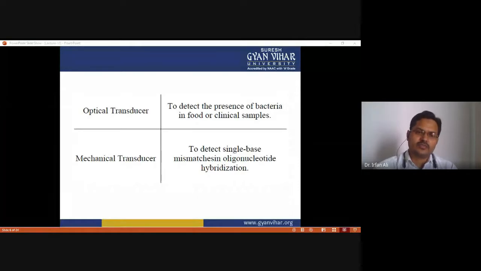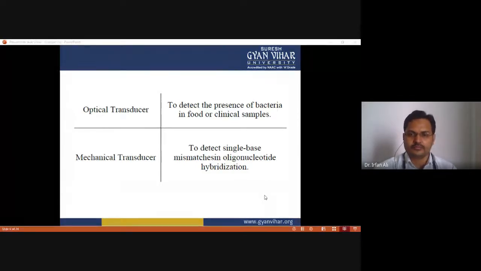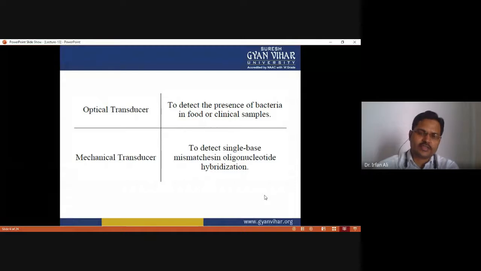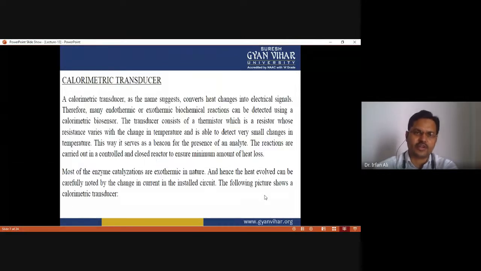Mechanical transducer can be used for the detection of a single base mismatch. Okay, that is oligonucleotide hybridization. So now we have to discuss each type of transducer in detail. Okay, then first of all we have to discuss calorimetric transducer.